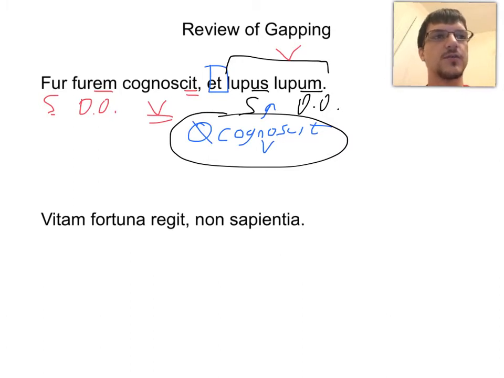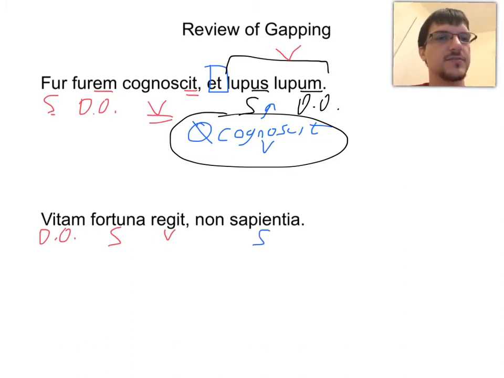Let's take a look at the second one. Vitam fortuna regit non sapientia. Now, just like the last sentence here, we have our direct object, our subject, and our verb. So we have all three parts in the first part of this. Non sapientia, we have kind of as a tack onto the end of the sentence. And this is just nominative.